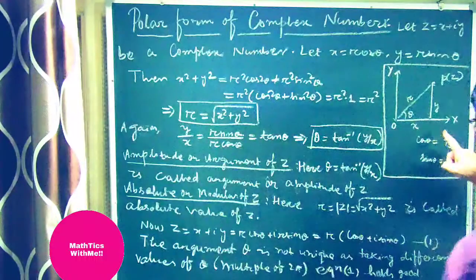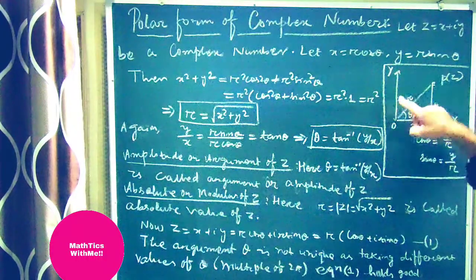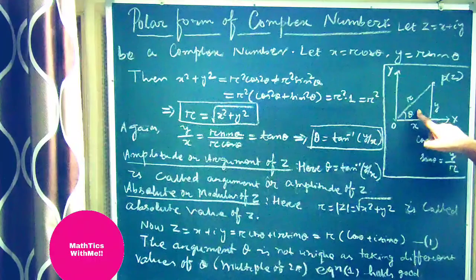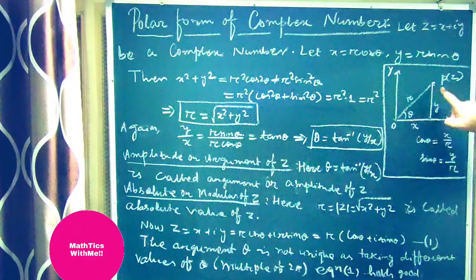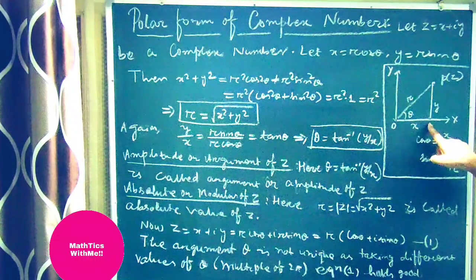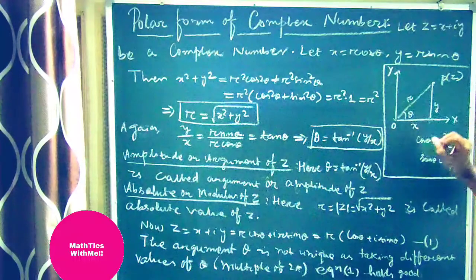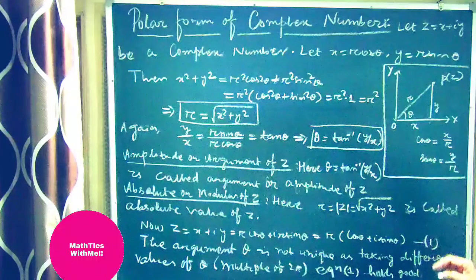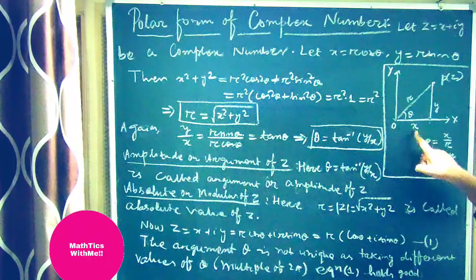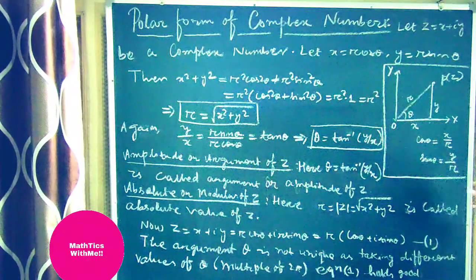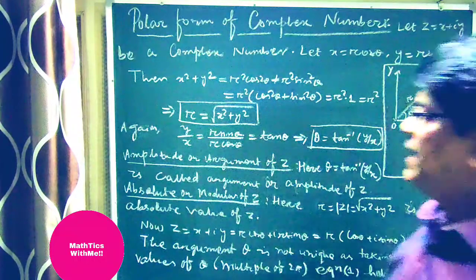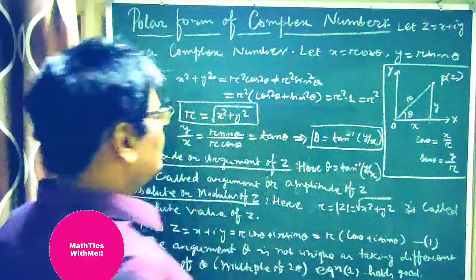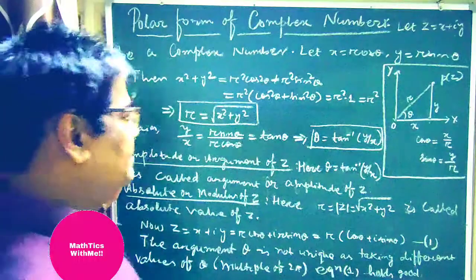In polar form, this is x axis and this is y axis. Theta is the angle, and suppose this is the point z is equal to x plus iy. P is the point. Now this distance is x and this distance is y, and this 0 to P will be your r. In this case cos theta is equal to x by r, sin theta is equal to y by r.